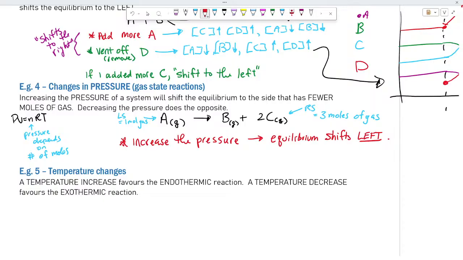This is why a lot of reactions are done under extremely high pressure. I mean, there's other reasons for that too, but this is a major one. You can control the shift in equilibrium.